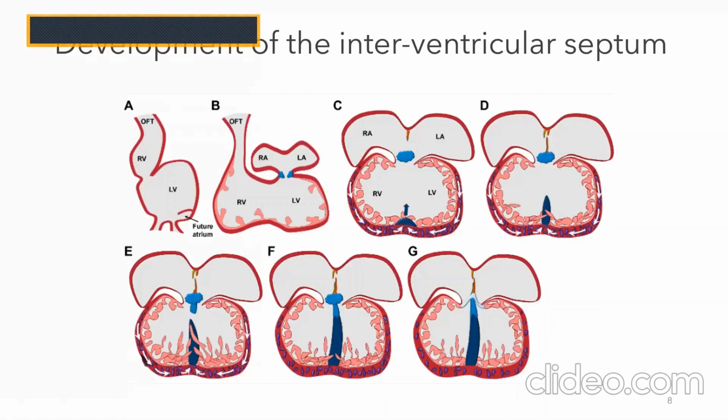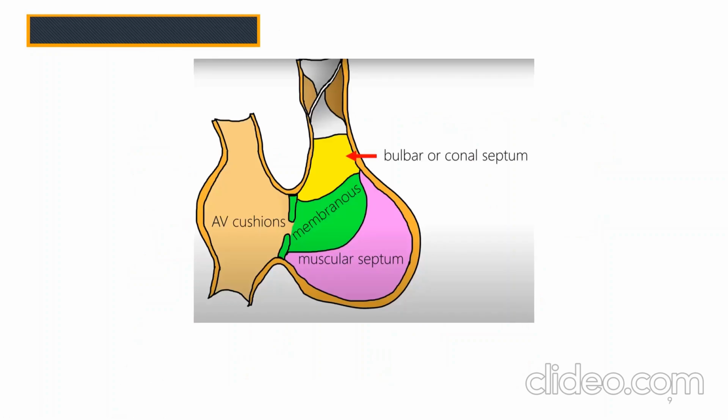Similarly, this diagram depicts the development of interventricular septum, which leads to the development of right and the left ventricle. The interventricular septum is composed of bulbar or coronal part, the membranous part, the muscular part, of which the membranous part and the muscular part fuse to form the right ventricle and the left ventricle, failure of which leads to the ventricular septal defect.